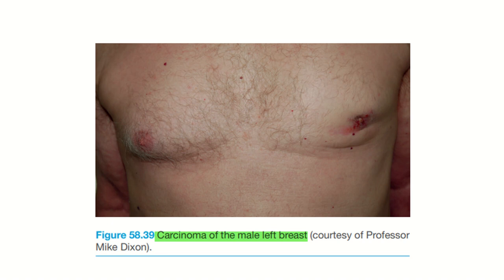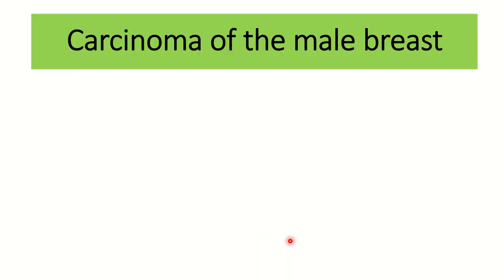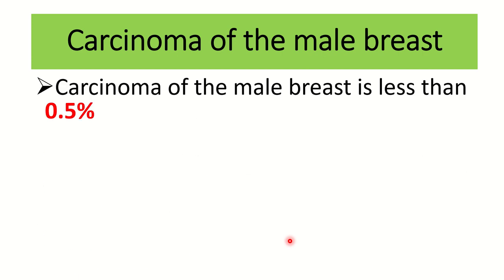Today's topic is the carcinoma of the male breast. In this picture, you can see this is the right breast and here the left breast, and in the left breast here we can see the nipple and areolar complex. They are slightly disoriented and distorted relative to the right breast, and it was diagnosed as a carcinoma of the male breast. So here we can see this figure. This is the carcinoma of the male breast. So let's see the details about the carcinoma of the male breast.